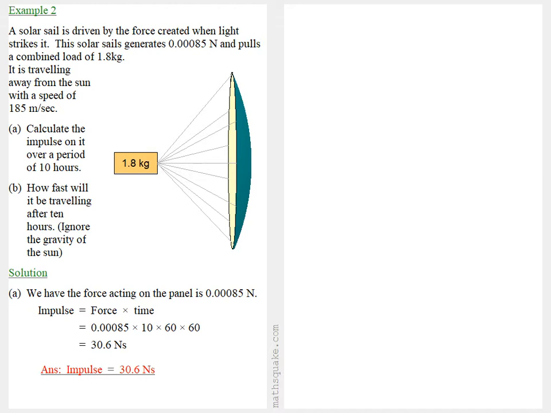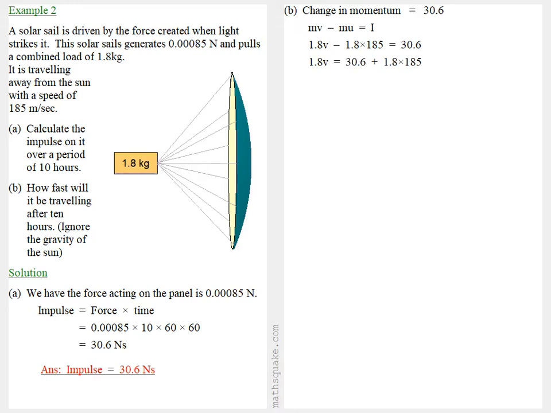In Part B, we're asked to find how fast it will be travelling after 10 hours if we ignore the gravity of the Sun. Well, we've calculated the impulse is 30.6, so that means the change in momentum is 30.6. Now the change in momentum is mv minus mu, and that's equal to the impulse 30.6. So 1.8v minus 1.8 times 185 is equal to 30.6.